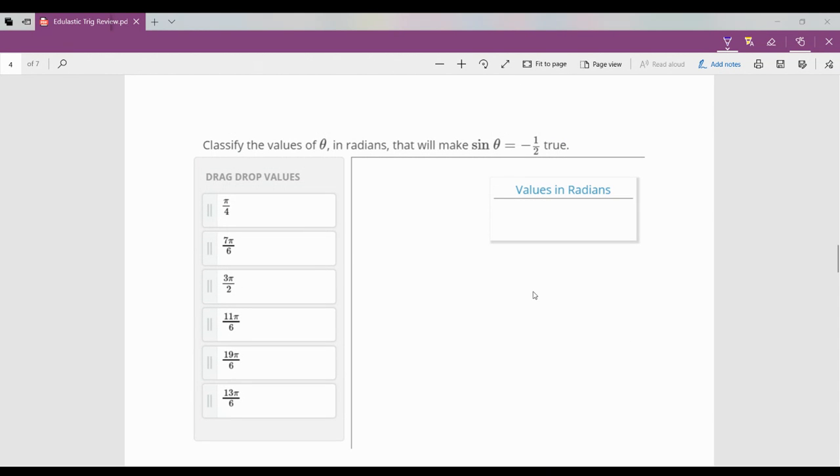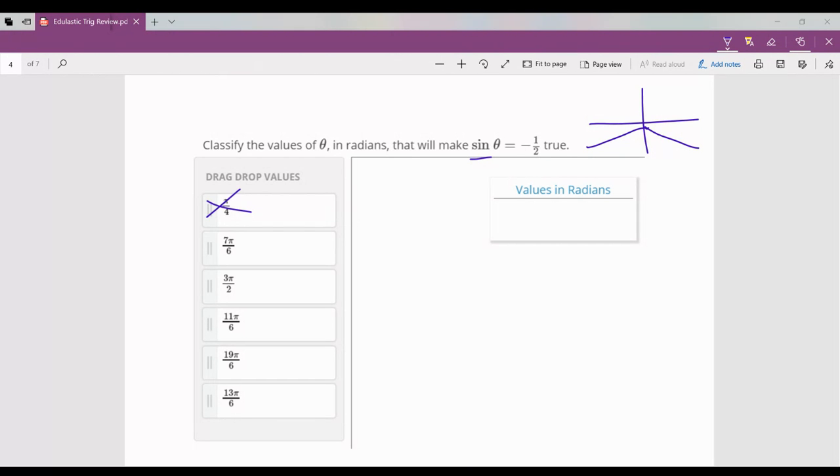Next one, we are choosing all the values of theta, all of them, so it's not just one of them, it's all of them, that will make sine of theta equal to negative 1/2. All right, so we're talking about a y value that's negative. So we're talking about this quadrant and this quadrant.